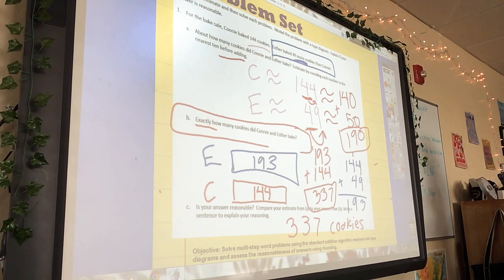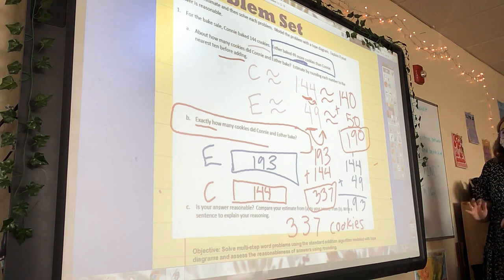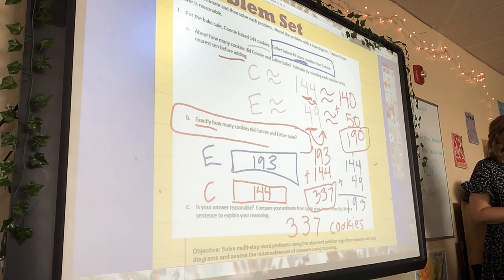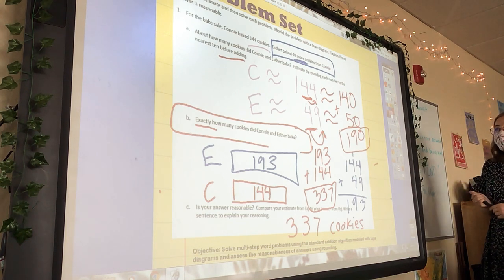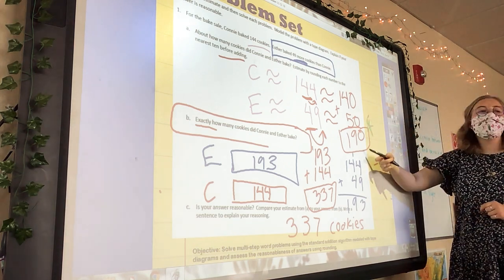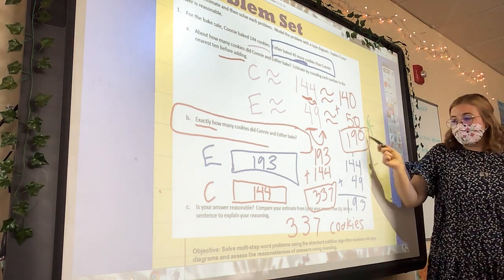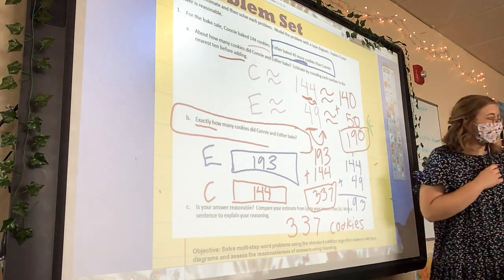So C says, is your answer reasonable? Compare your estimate from A to your answer in B. And then it says write a sentence to explain your reasoning. We don't have to do that. But I want you guys to look at our estimate, which is right here. What was our estimate? Go. 190. Was our estimate close to our final answer?